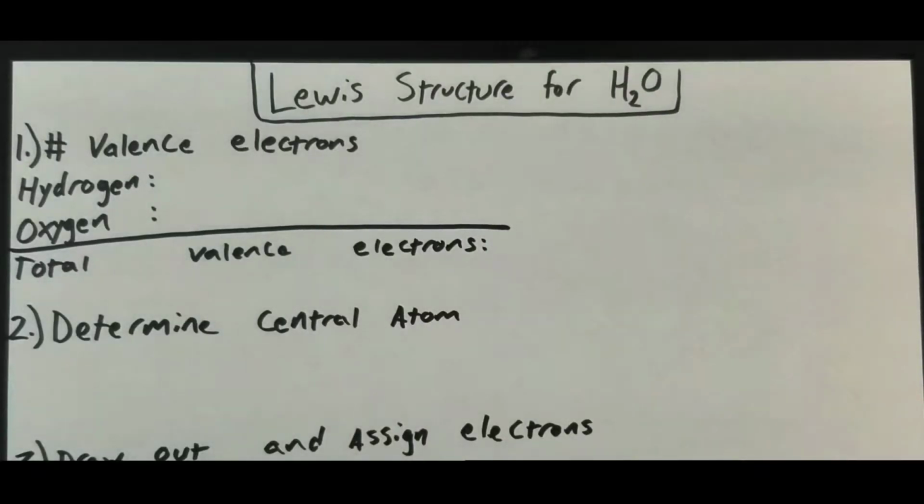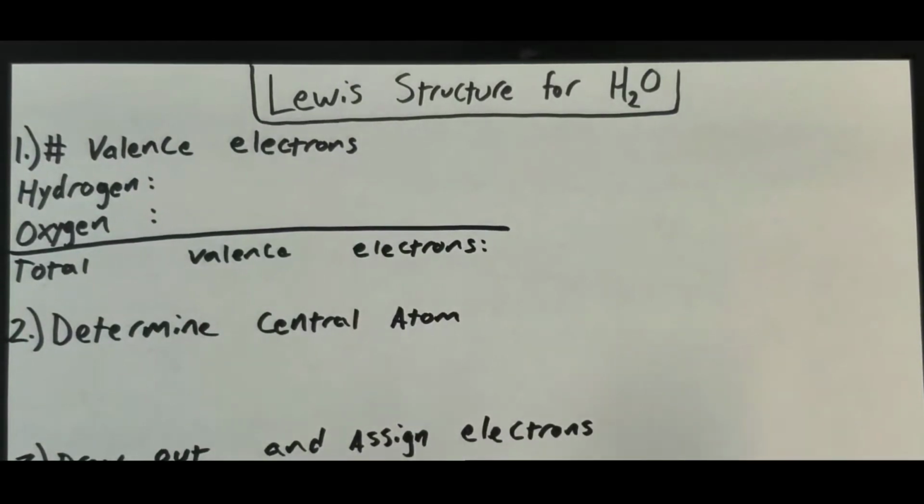Next up is good old H2O, our good friend water. Alright, so let's figure out how we write this up. The first thing, as always, is figuring out how many valence electrons there are.